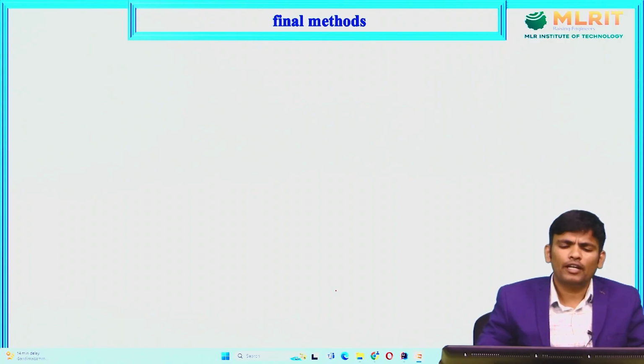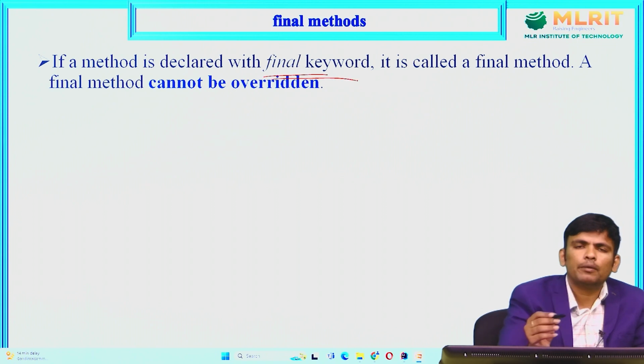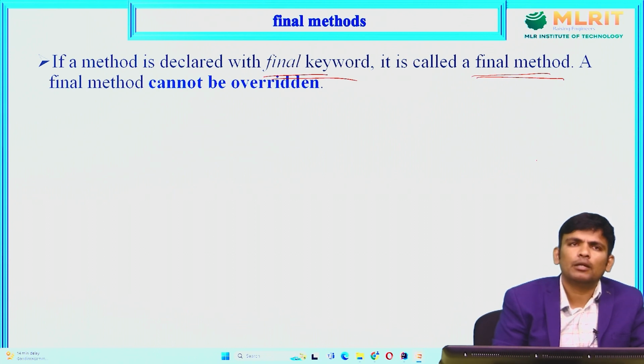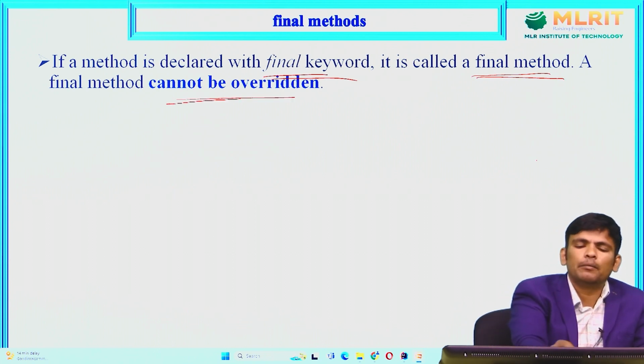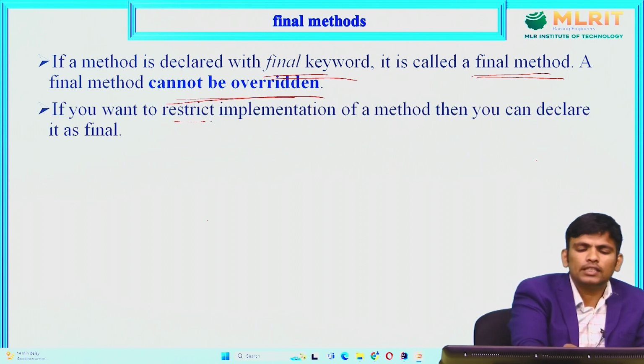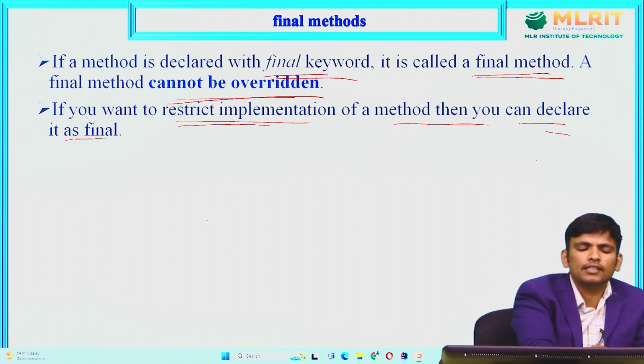Now coming to final methods. If a method is declared with the final keyword, then it becomes a final method. What is the behavior of a final method? It cannot be overridden, meaning the overriding concept is not possible for final methods. So if you want to restrict the implementation of a method, you can declare it as final.